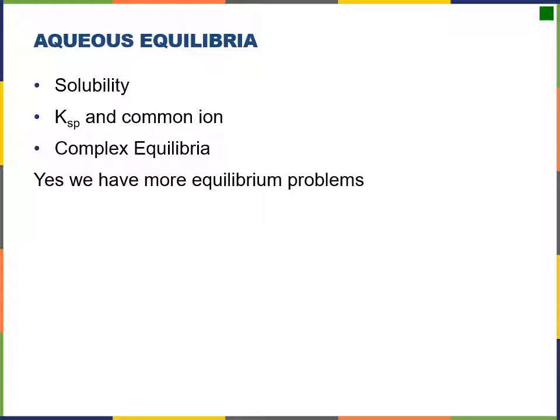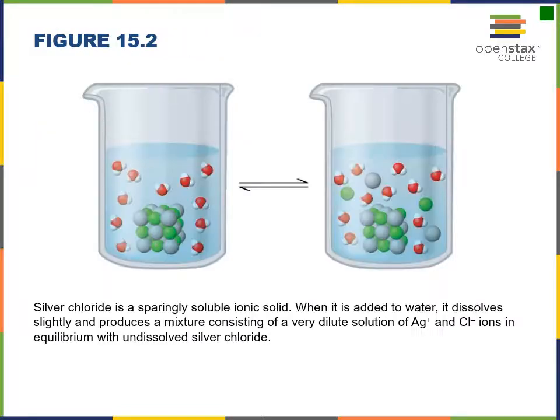So what are we going to do? We're going to look at solubility. What dissolves? We're going to look at our KSPs. KSP is a solubility product, which is simply another equilibrium constant. And we're not going to do complex equilibria.